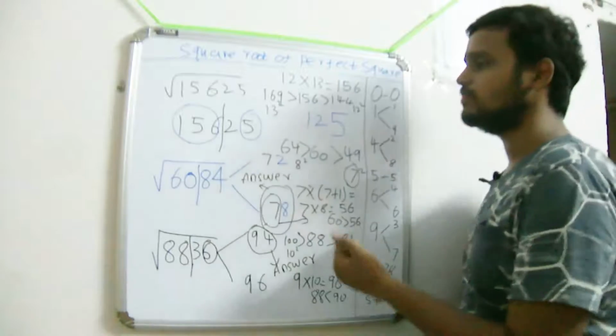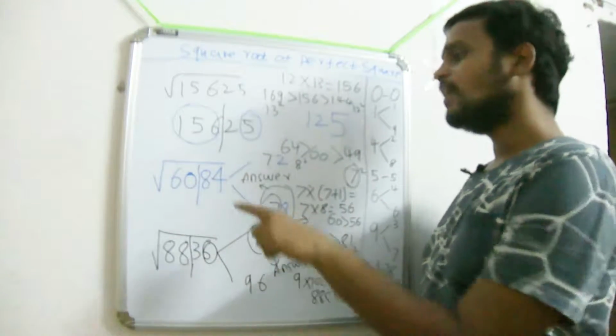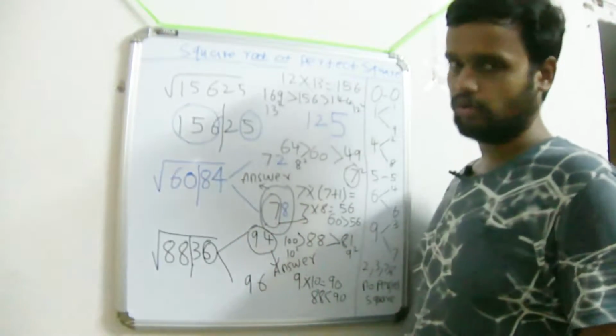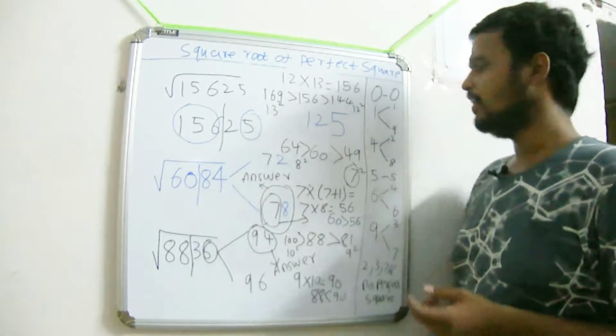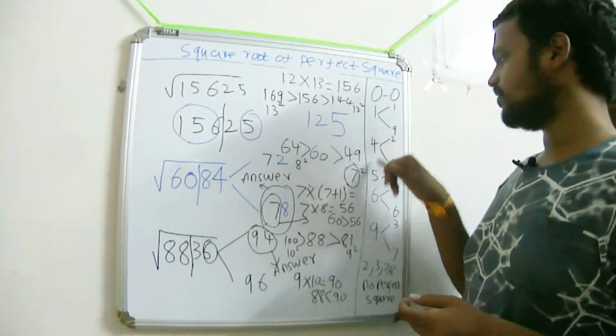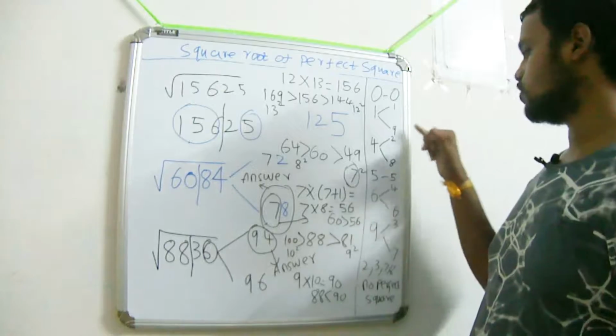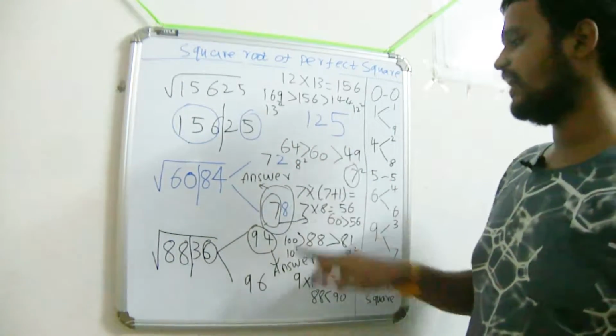In case it comes in other endings, let's see another case. Let's take an example of 6084. If the number ends with 4, the square root can end with 2 or 8. That's the thing: it can end with 2 or 8.